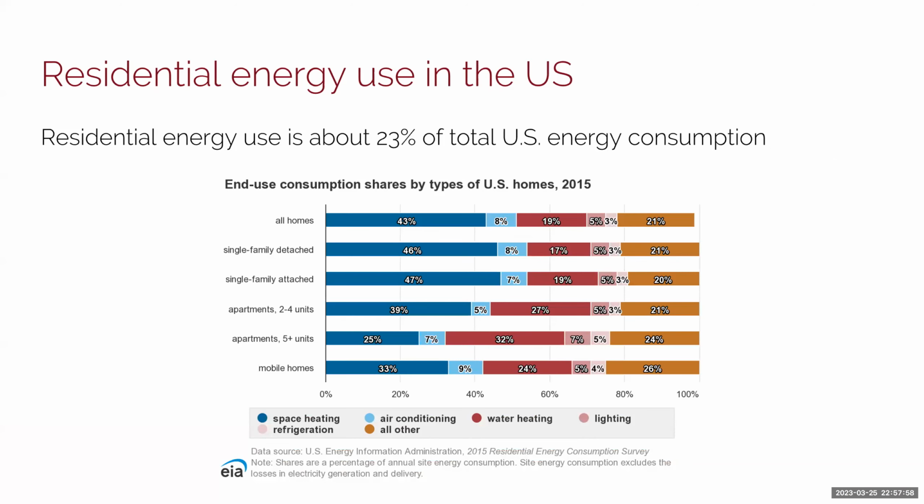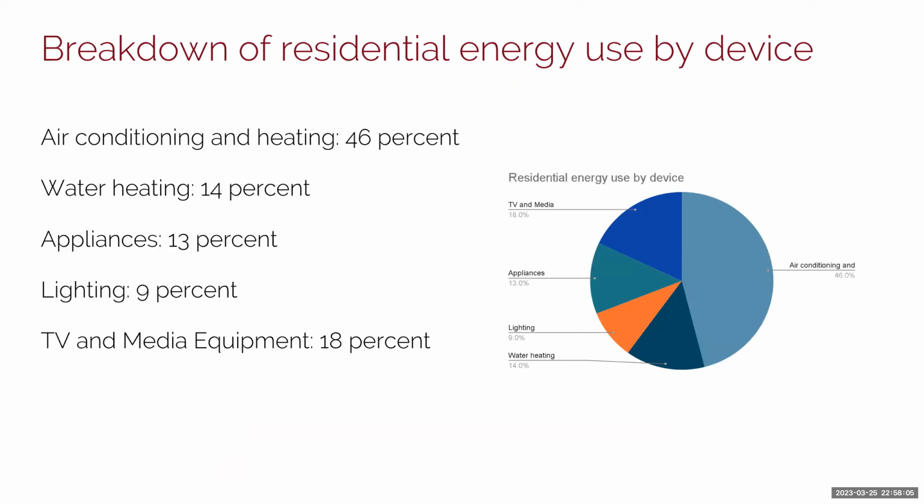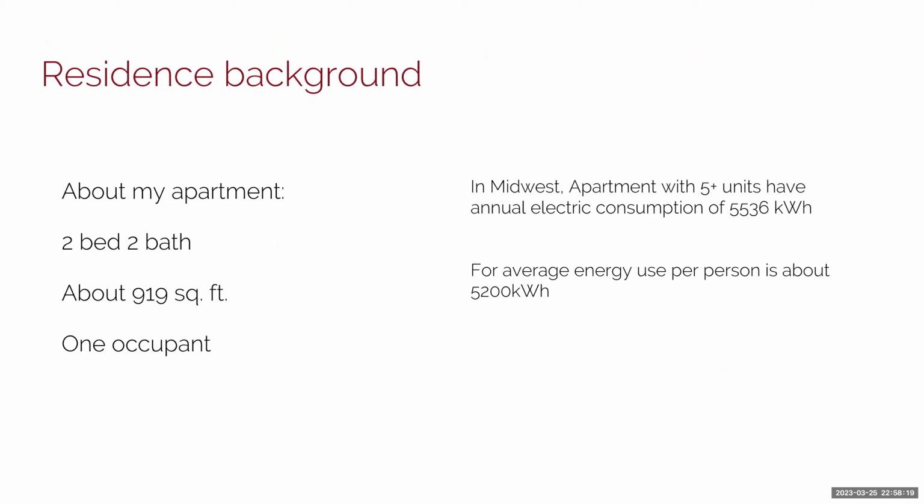This is the residential energy use in the US, the research I did, and this is the breakdown of the residential energy used by devices. We can see that air conditioning and heating take the biggest part, about 46%, and I made a pie chart on the right.